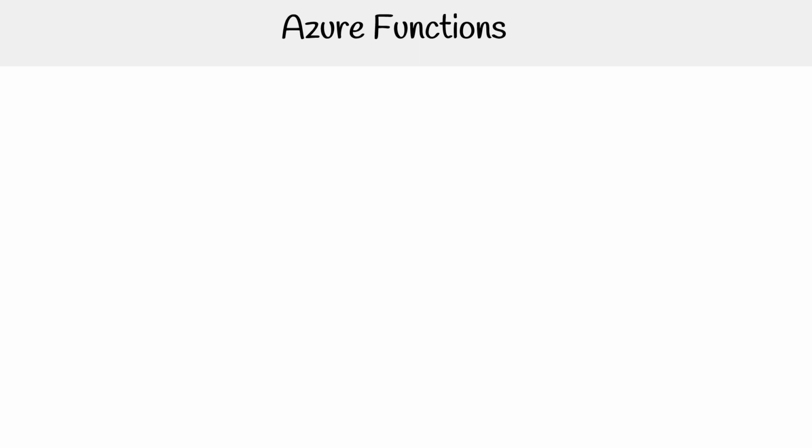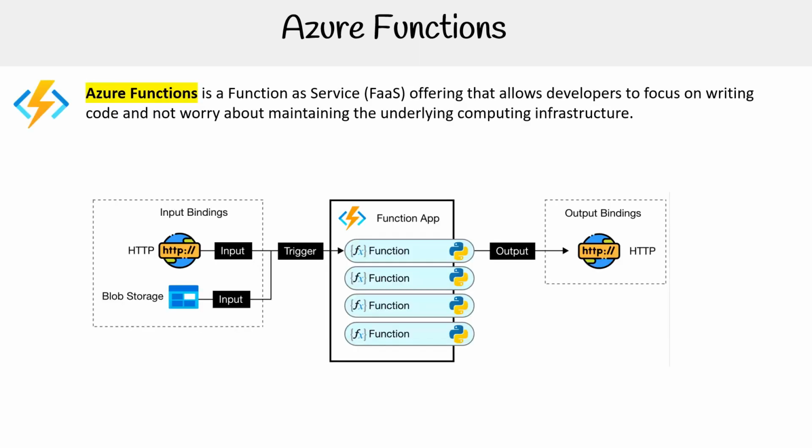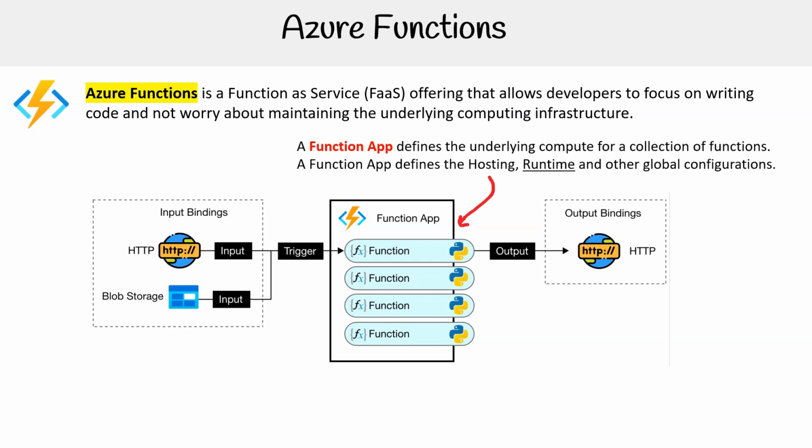The next topic we'll be covering is Azure Functions. Azure Functions is a function as a service offering that allows developers to focus on writing code and not worry about maintaining the underlying computing infrastructure. A function app defines the underlying compute for a collection of functions. A function app defines the hosting, runtime, and other global configurations.